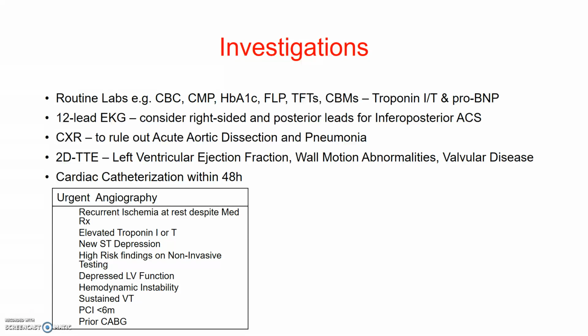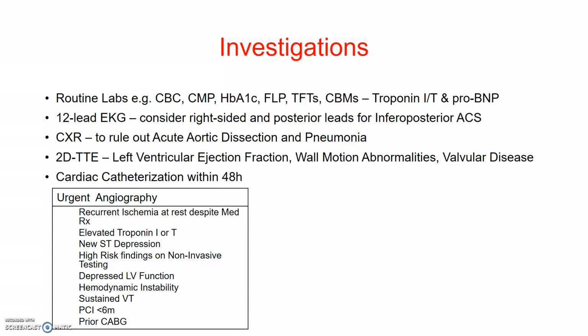Some cardiovascular investigations include routine laboratory investigations, definitely a 12-lead EKG, and one can consider pursuing a right-sided and posterior lead EKG for inferior posterior acute coronary syndromes. A chest X-ray is critical to rule out acute aortic dissection and any coincident conditions such as pneumonia. A 2D transthoracic echocardiogram is important for assessing the left ventricular ejection fraction, any regional wall motion abnormalities, or valvular heart disease.